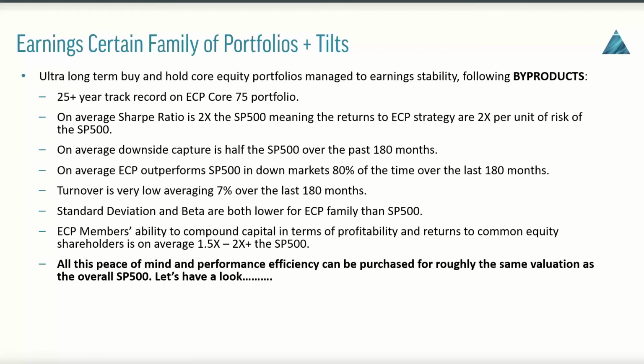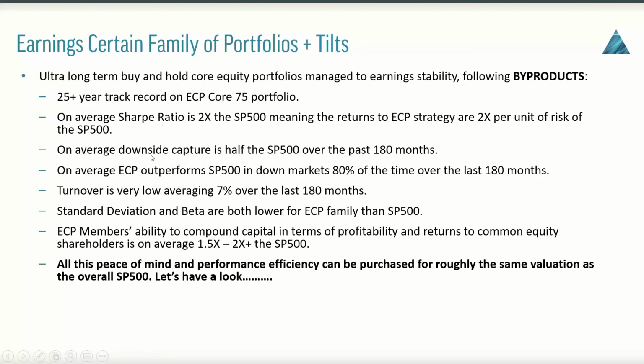And I've been involved with the management of this portfolio for that entire time. And it has a 25 plus year track record, like I just mentioned. And on average, your Sharpe ratio is literally 2 times the S&P 500. So that means when you adjust the returns for risk, you're returning roughly 2 times the S&P 500, which is just spectacular. Because what that does, it allows you a lot of liberty in your tilts that you apply on top of your core equity strategy to provide additional alpha.